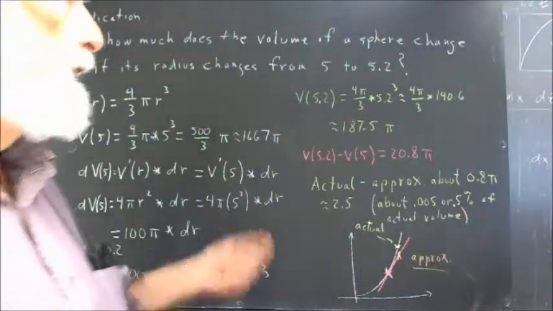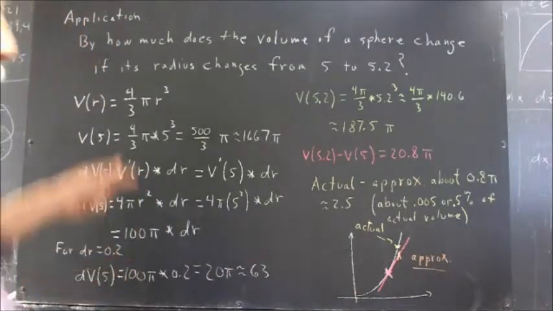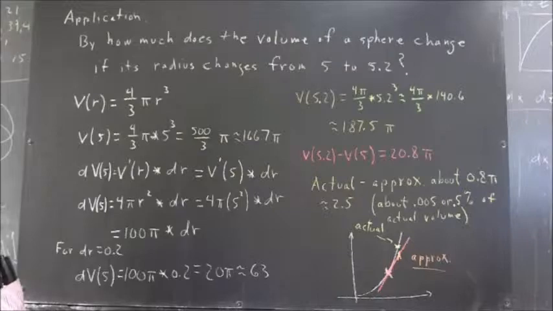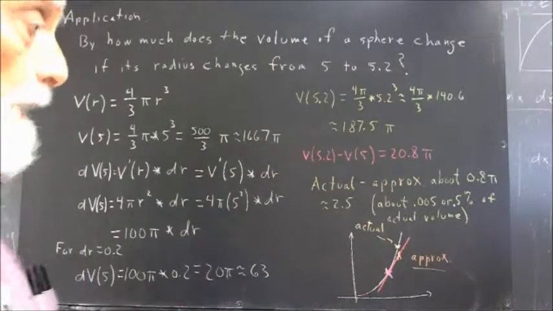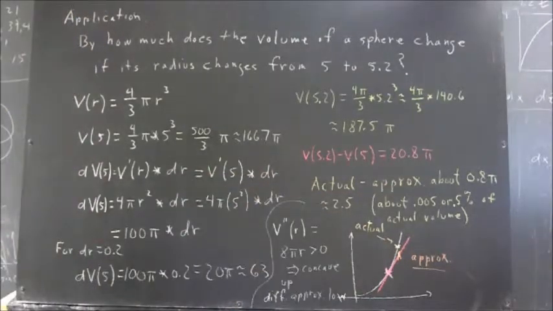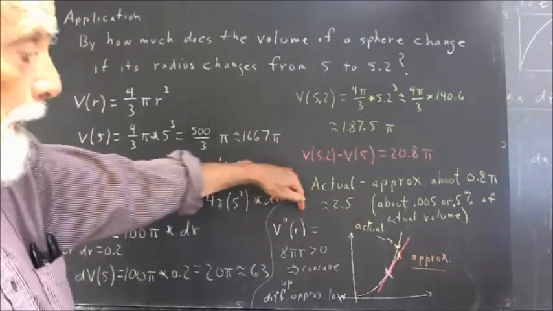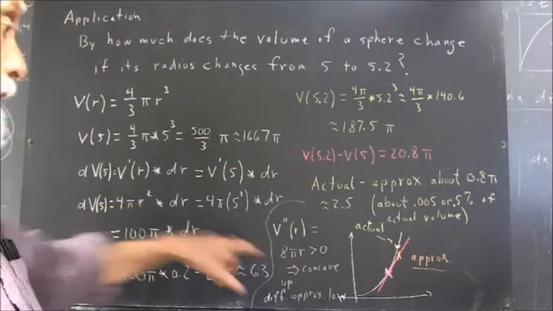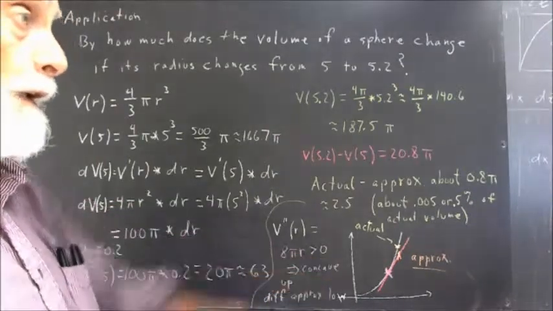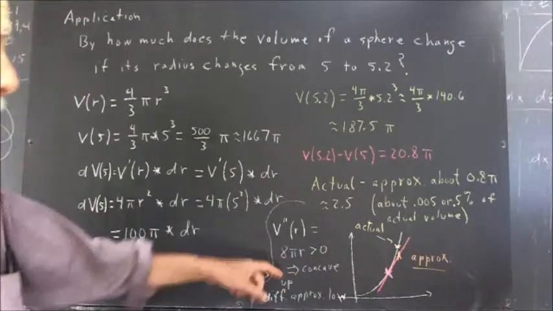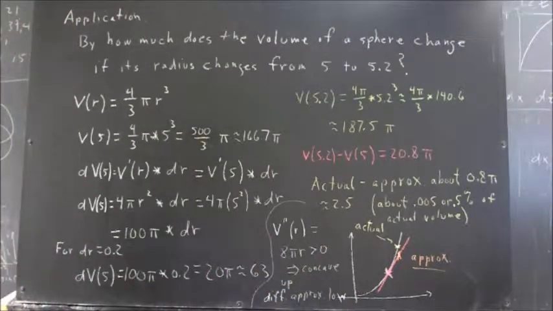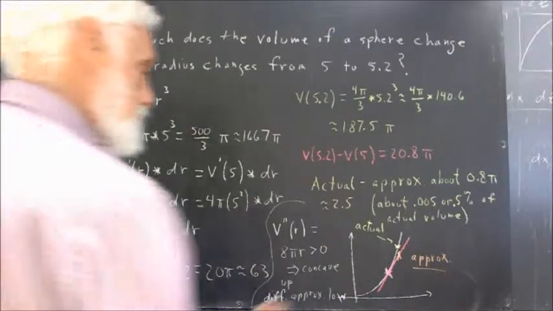And of course, we didn't know much about this function. We didn't already know what an r cubed graph looks like. We could take a second derivative and conclude that it's going to be concave up. So I can add the comment that V double prime of r equals, well, the derivative of V prime is going to be 8 pi r, and that's positive, and that implies that the graph is concave up, so the differential approximation here is going to be low.